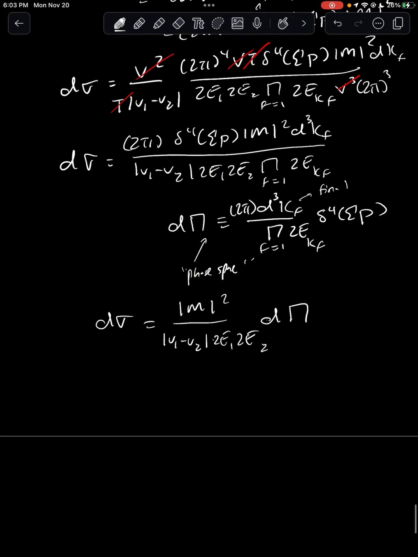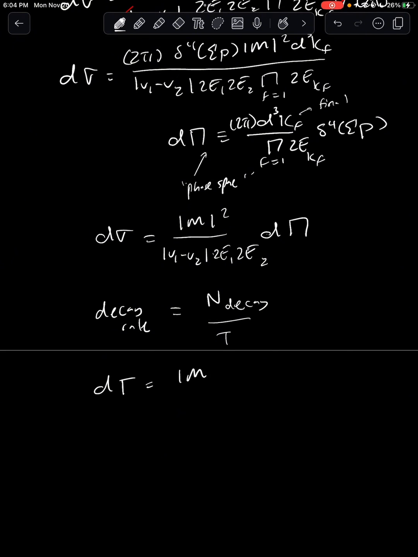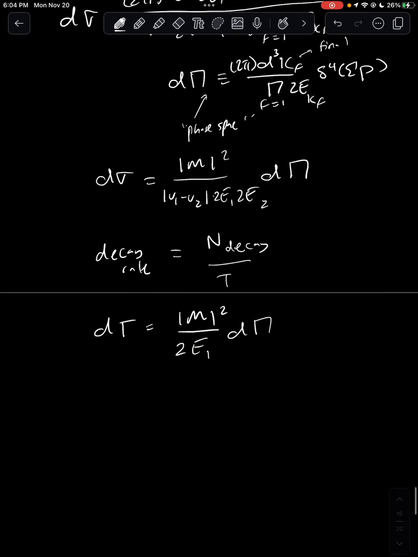Now, there's a very closely related concept in quantum field theory called the decay rate, which is defined as the number of particles that decay per time. And through literally the exact same argument, you would find out that the decay rate, or the differential decay rate, is equal to m squared over 2e1, and then this over here. Through literally the same argument.